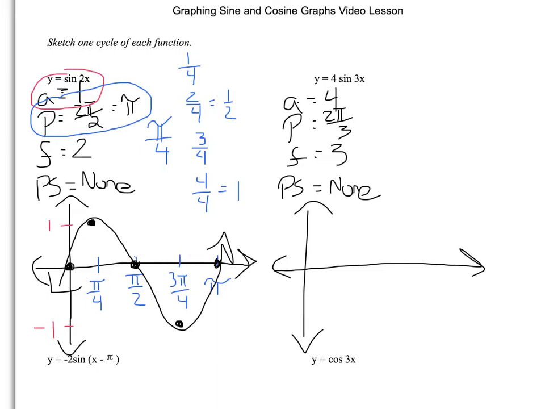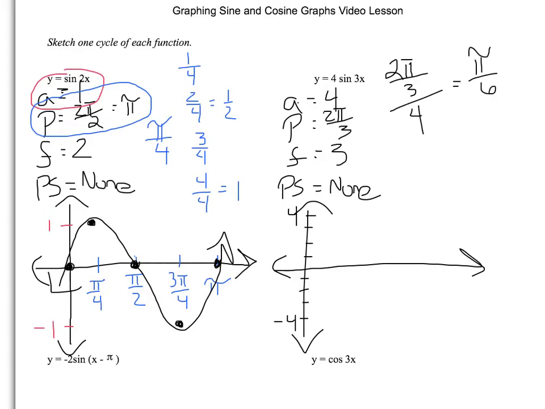This time my amplitude needs to get up to 4. So that's going to be my y-axis. It has to get up to 4 and down to -4. For my x-axis, you take the period and divide by 4. And that's going to give you pi over 6.